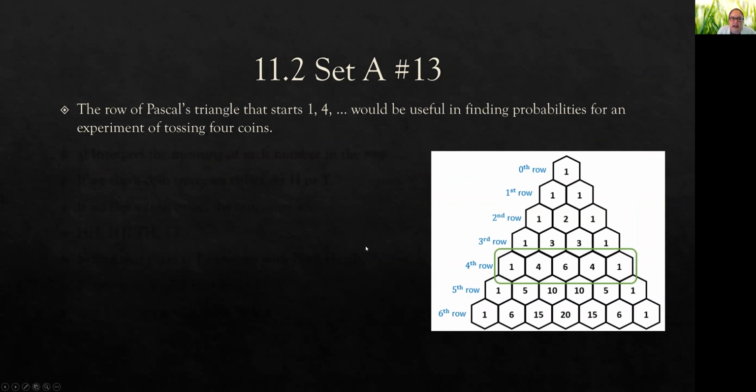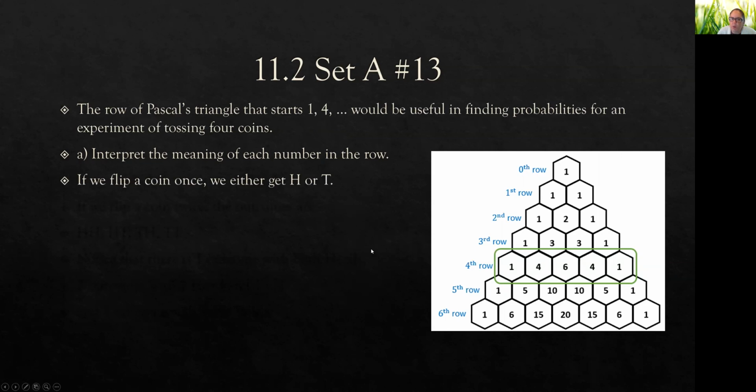So number 13 says, the row of Pascal's triangle that starts 1, 4 would be useful in finding probabilities for an experiment of tossing 4 coins. Interpret the meaning of each number in the row. Well, I'm going to back up and think about some of the other rows first. So if we flip a coin once, we either get heads or tails. So there's one way to get heads and one way to get tails. So we're using this row, which is called the first row.